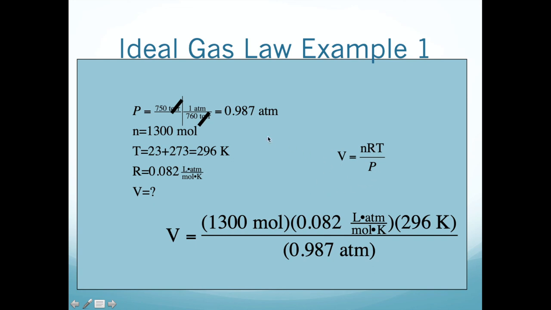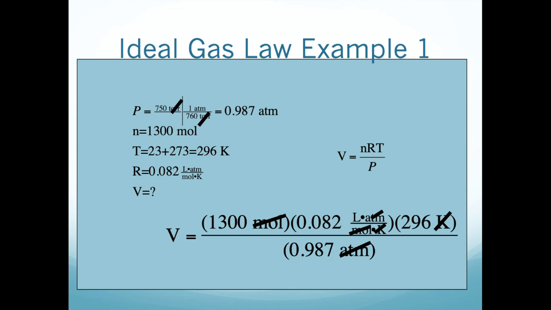Okay, so when you plug these numbers in, notice that the units of R cancel out. Moles cancels out with moles, right? Our atmospheres cancel out with atmospheres. Our Kelvin cancels out with Kelvin, and what we're left with is liters. Okay, so this is why the units of R are what they are. But basically, the idea is that everything should cancel out, leaving you with the units that you want.